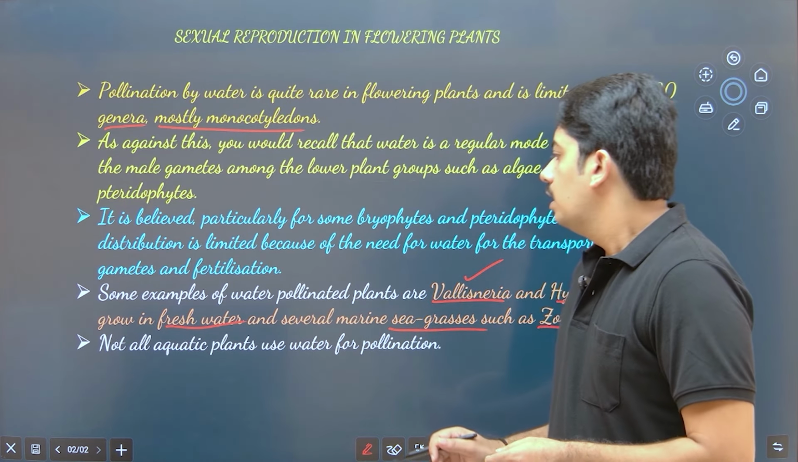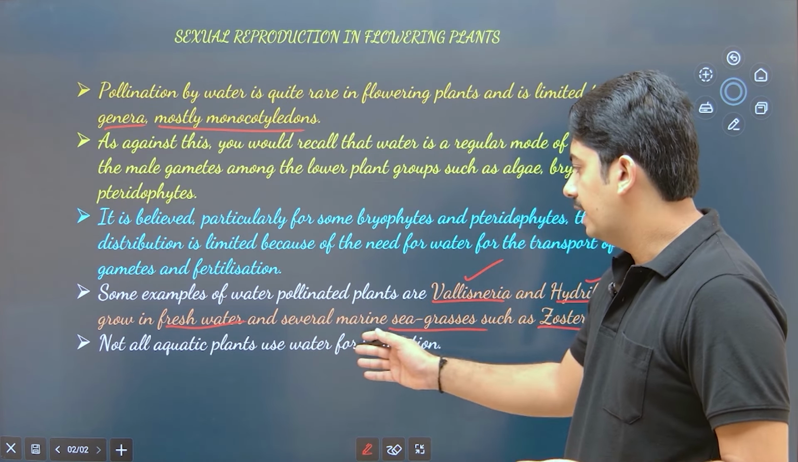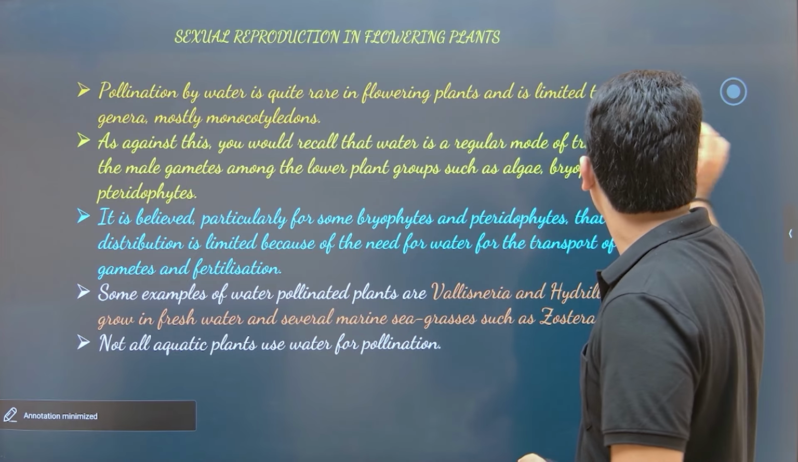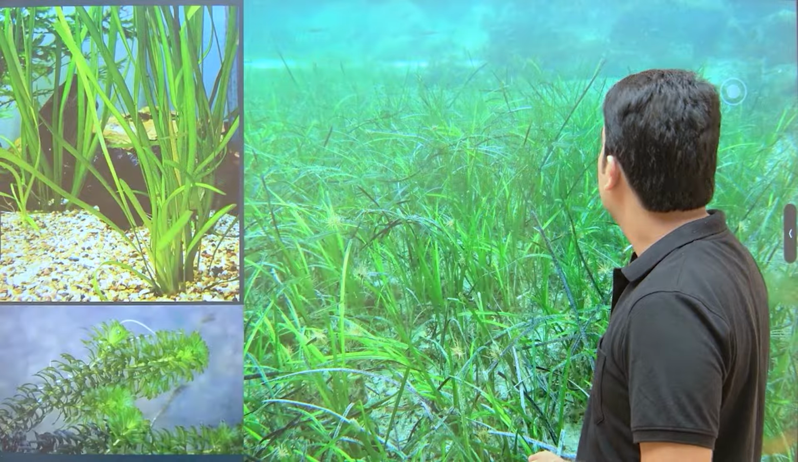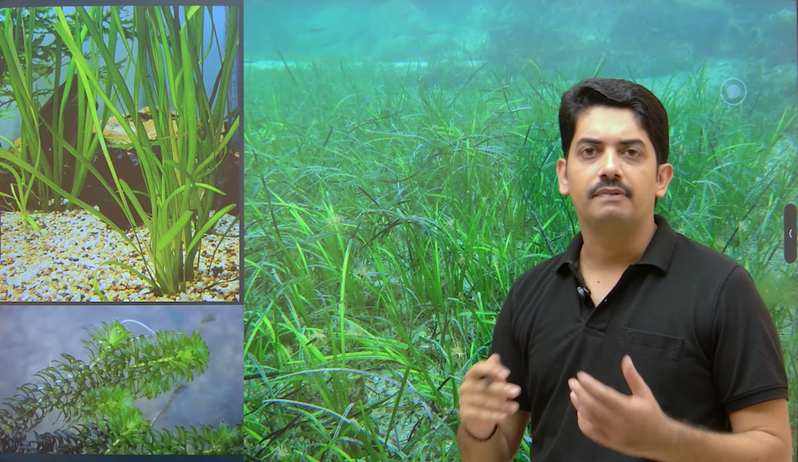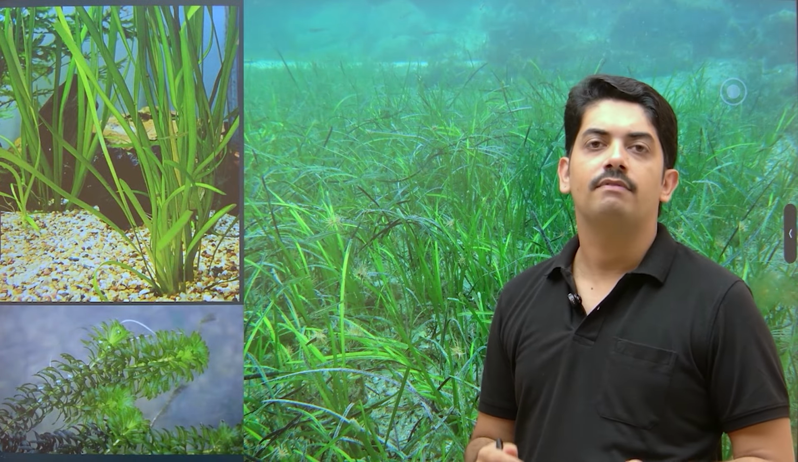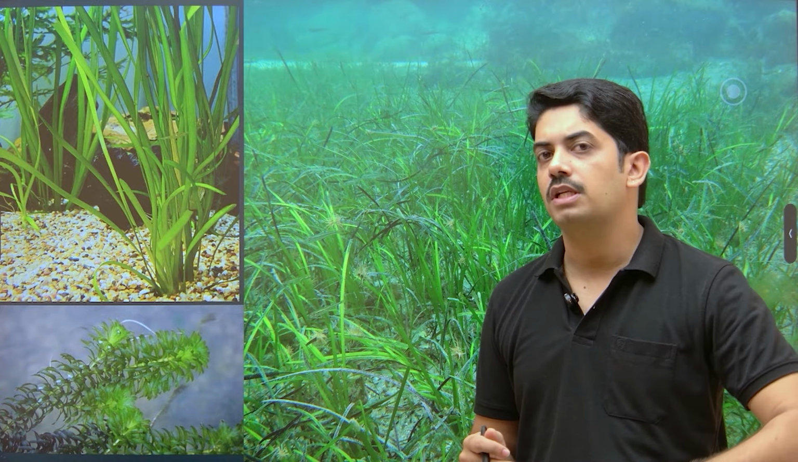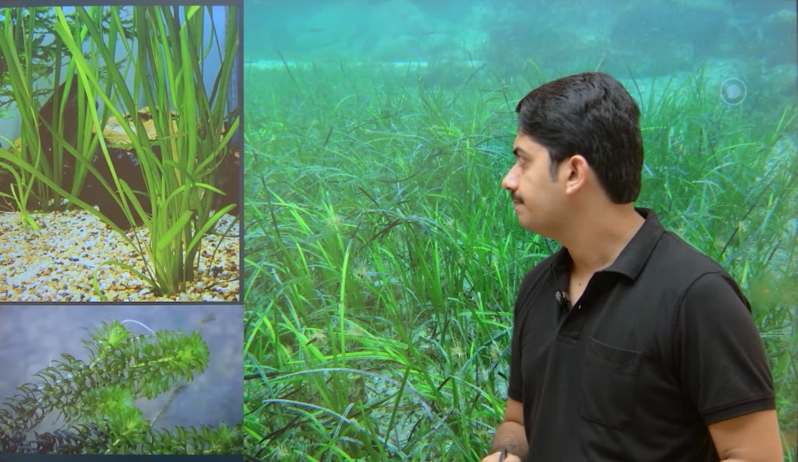Okay. Now, not all aquatic plants use water for pollination, as I explained. In the case of water hyacinth and water lily, it's a different scenario. They have buoyancy, they float on the surface of water, and pollination takes place by insects.